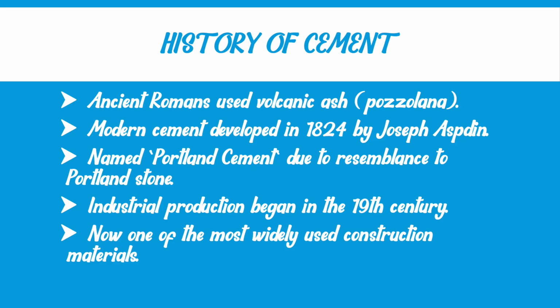Then the history of cement. Ancient Romans used volcanic ash, pozzolana. Modern cement was developed in 1824 by Joseph Aspdin, which is named Portland cement due to the resemblance to Portland stone. Industrial production began in the 19th century. Now it is one of the most widely used construction materials.